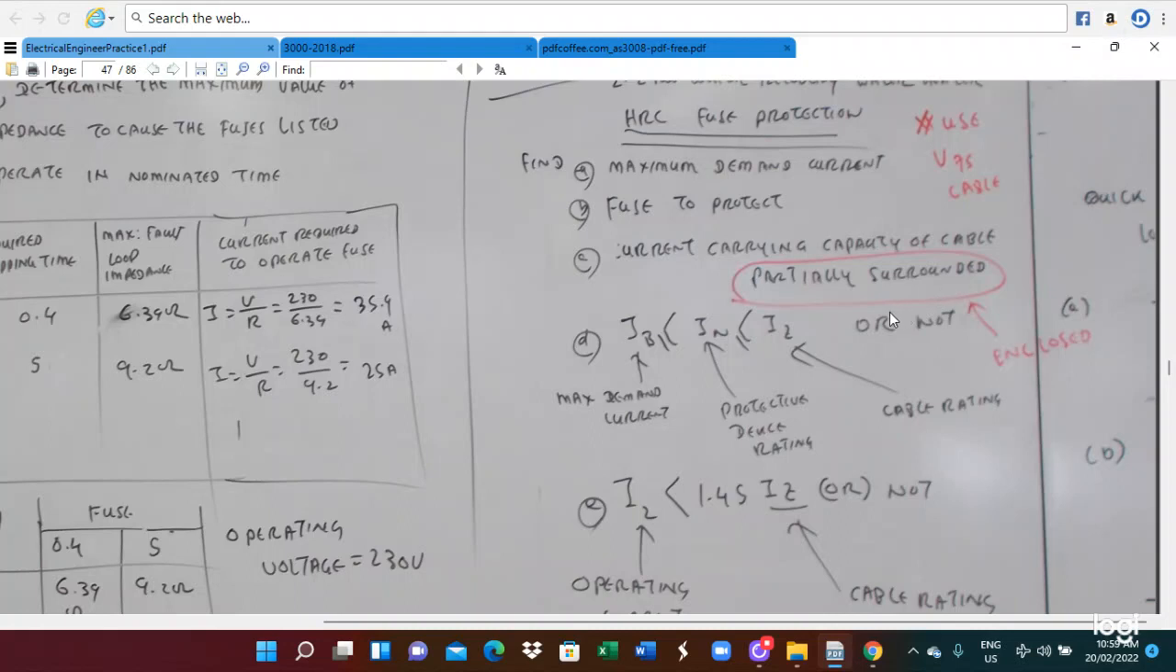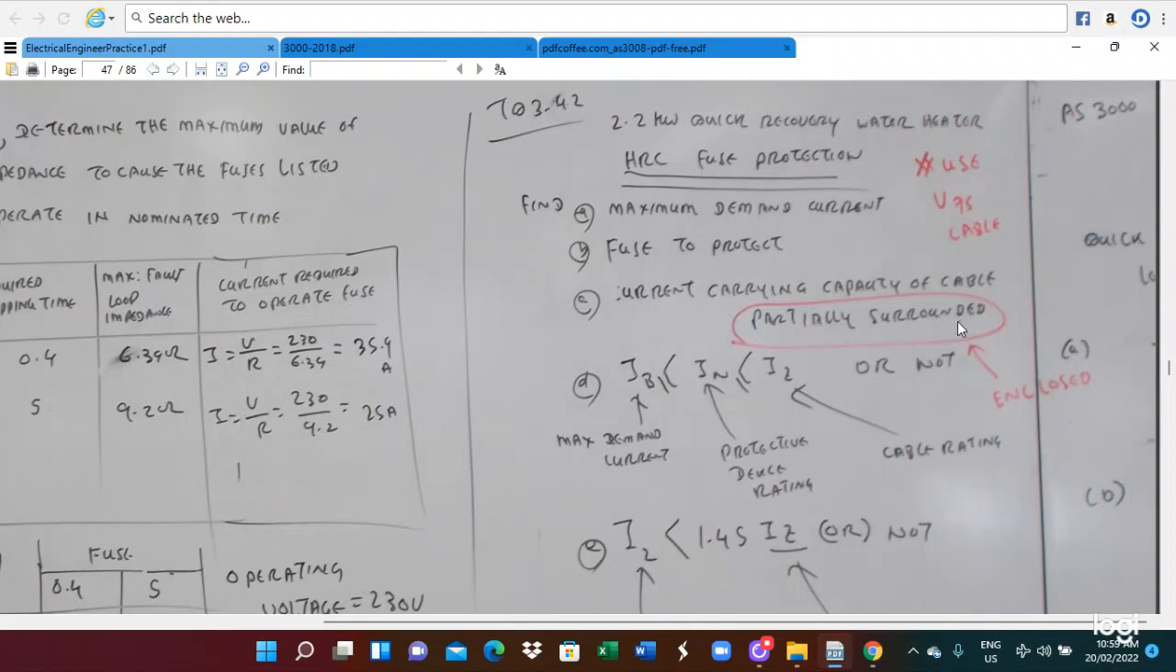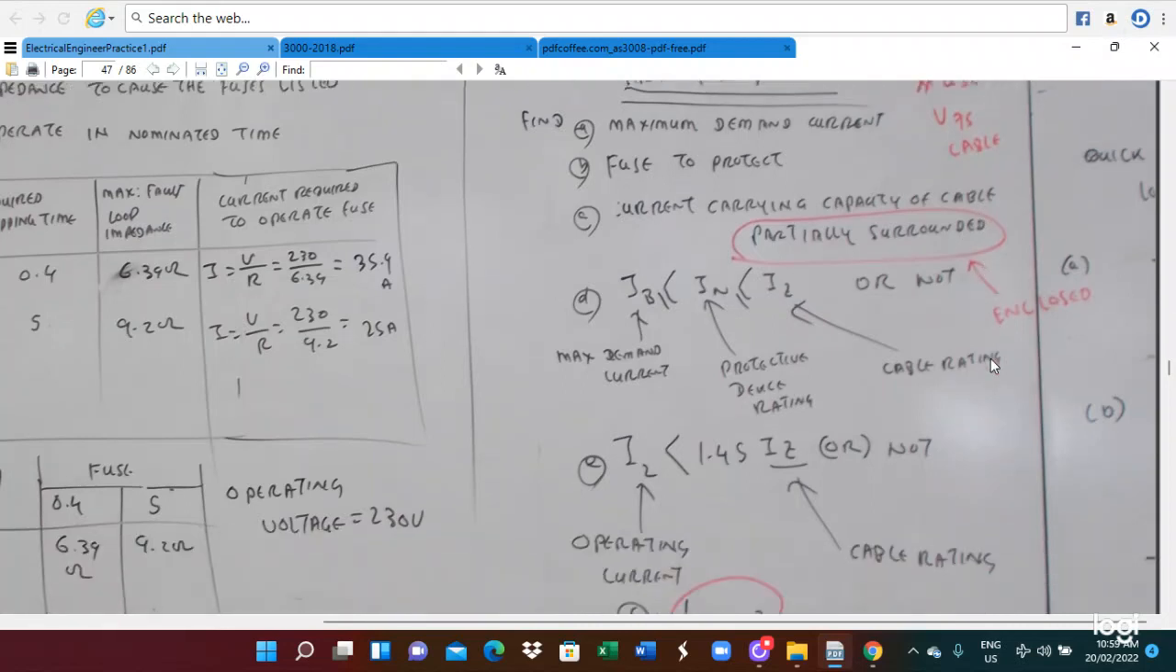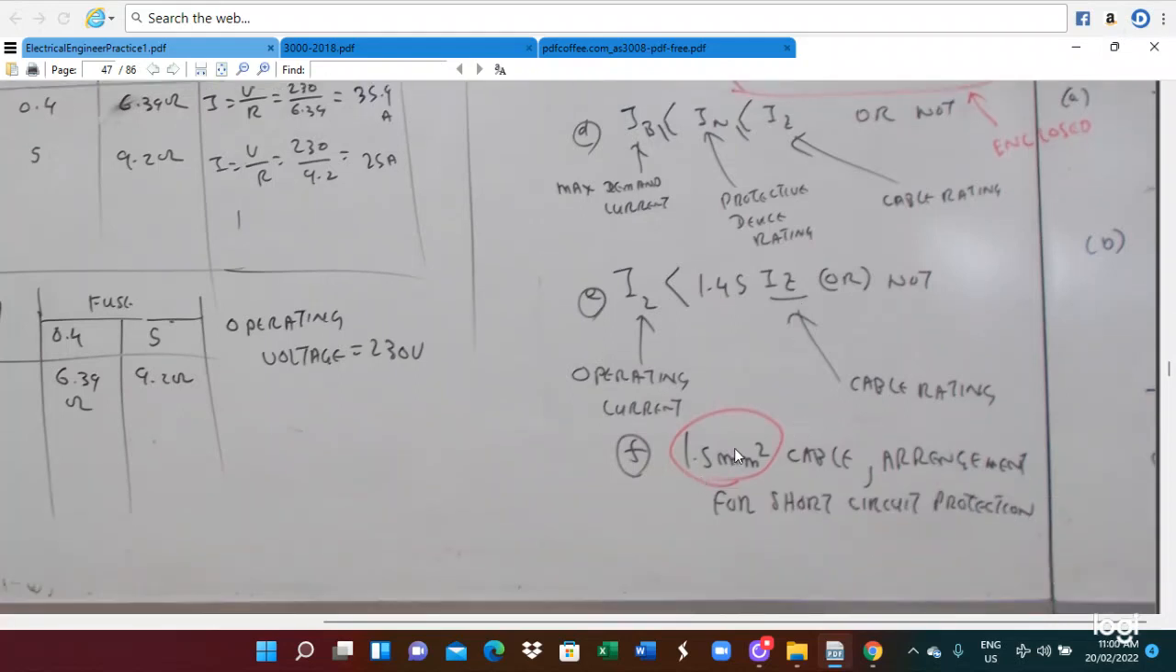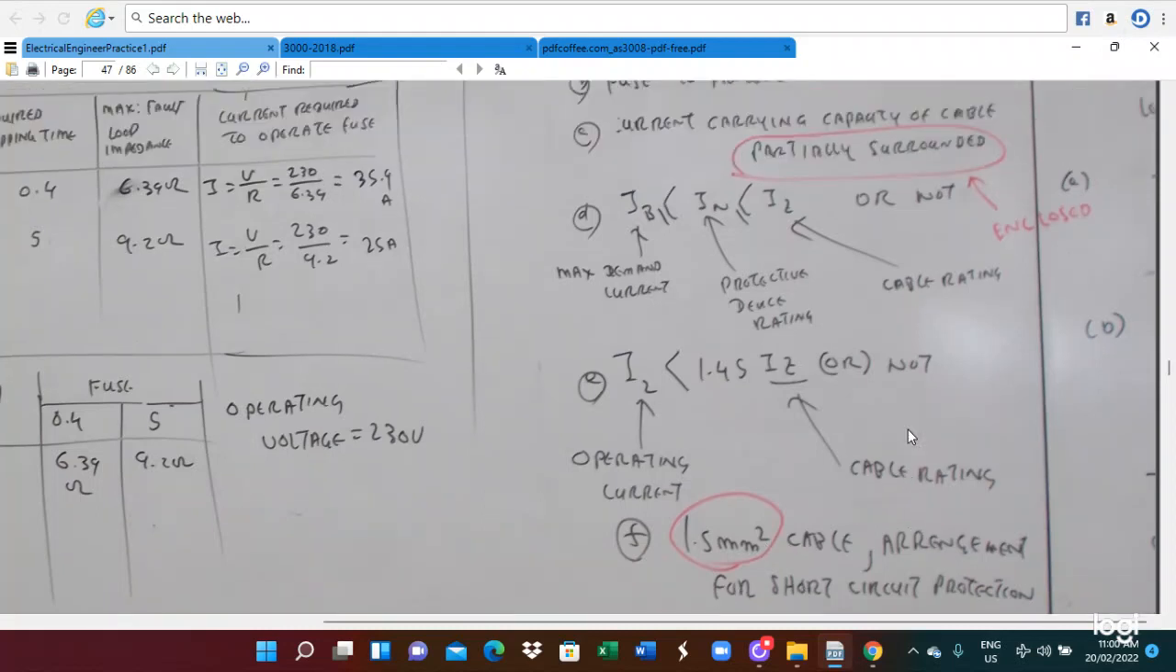In this case, the cable is in a partially surrounded situation, so this is the enclosed situation. The maximum demand current Ib must be less than the protective device rating In, and it must be less than the cable rating. Also, I2, the operating current, must be less than 1.4 Iz, the cable rating. These two formulas must be satisfied. The cable is 1.5 square millimeter cross-sectional area, and the arrangement for short circuit protection has to be done.